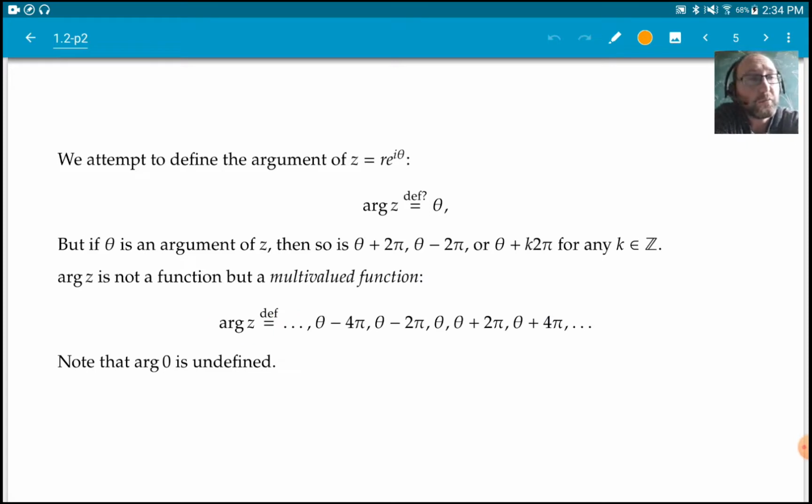All right. Now, one last thing is that the argument at 0 is undefined. I mean, you could maybe say it's all real numbers, but it's kind of pointless, because when you have 0, then r is 0, and no matter what you multiply it by, you still get 0. So technically you could say it's all the numbers or none of the numbers or just undefined. It's probably better to just leave it undefined at 0, at the origin.